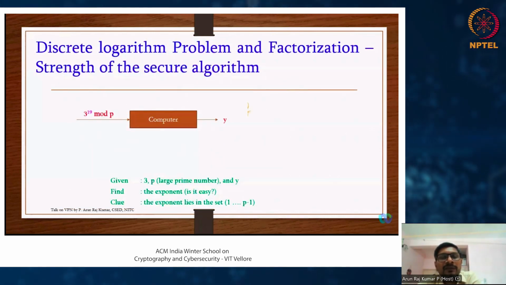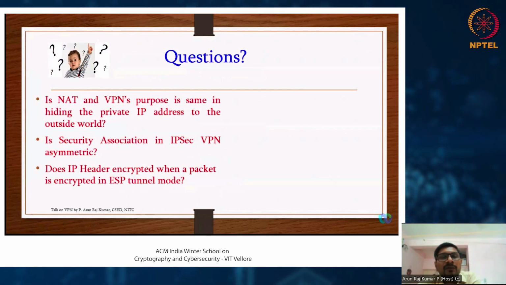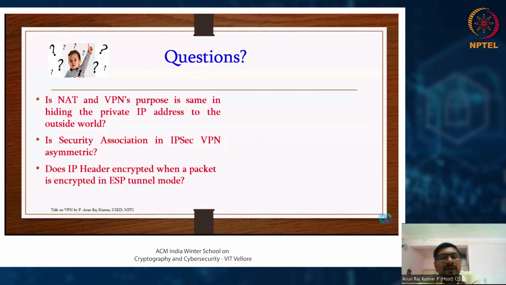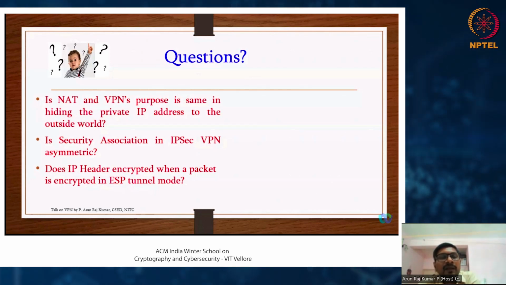Okay, so not getting into this, I'm just skipping this. All right, so questions. Now, questions to the audience. Is NAT and VPN's purpose the same in hiding the private IP address from the outside world? So what is your answer?